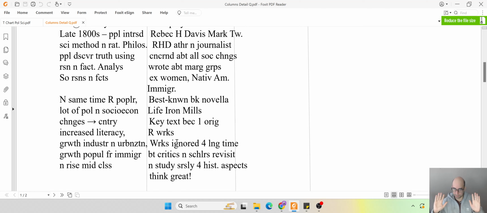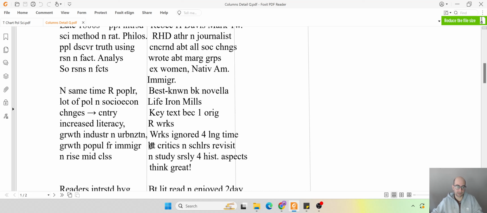So sometimes just be patient, guys. You're not gonna see it in the first two lines necessarily. But the critics and scholars began to revisit her work, right, obviously, and study them seriously for the historical aspects. Again, I didn't see any opinions here yet by the professor. But if I wrote this down, I think it's great. I think it's wonderful. Well, there you go. So these words like great, wonderful, terrible, awful, disgusting, they're gonna help you get the answer. Okay, and I didn't write I, but the fact that I know the professor mentioned this, I think it's great.